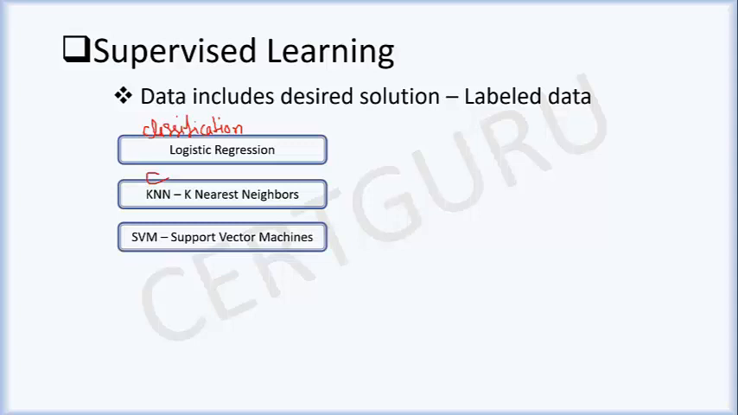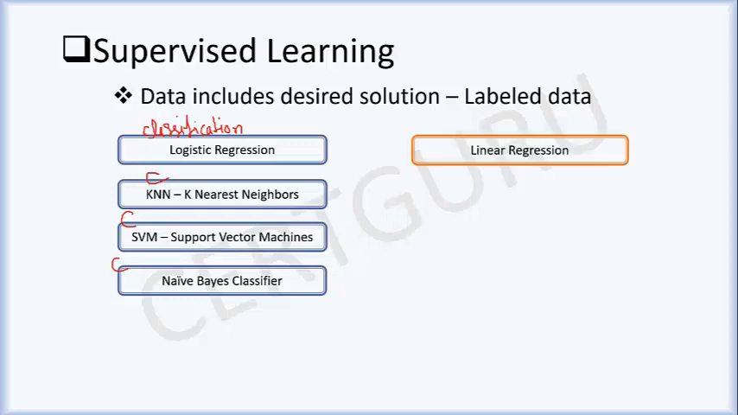SVM, support vector machine, is also a classification algorithm. It is a mathematical equation-based algorithm and we use it when our outcome is dichotomous or polychotomous. Naive Bayes classifier is a classification algorithm as well, and we use it for text data, which means for document classification. Linear regression is a regression algorithm, and we use it when our output or outcome or dependent variable is continuous.